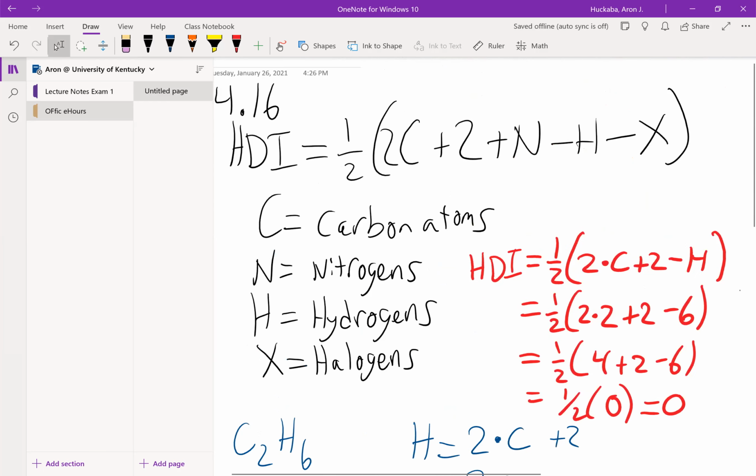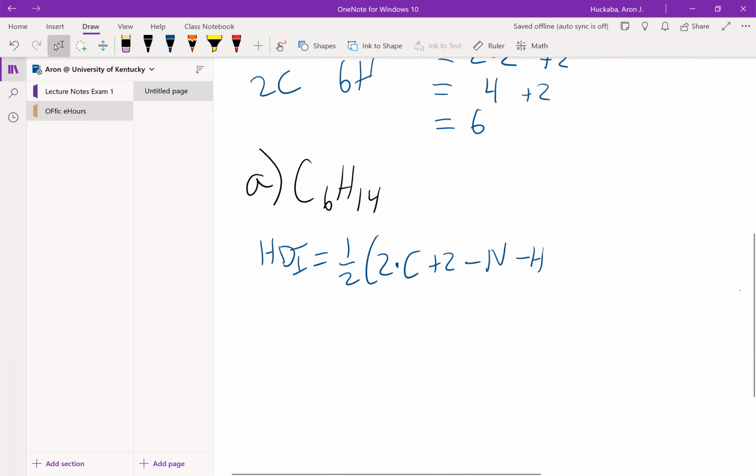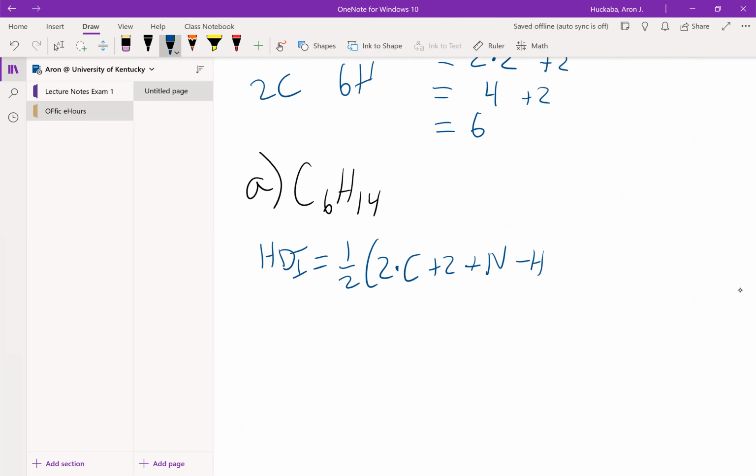Is that right? Plus nitrogens minus hydrogens. Sorry about that. Plus nitrogens minus hydrogens minus halogens. Halogens are like chlorine, bromine, fluorine, etc. This simplifies a little bit because now we have 1/2 times 2 times 6, the carbons, plus 2, and we don't have any nitrogens, we don't have any halogens, so it'd be minus 14.